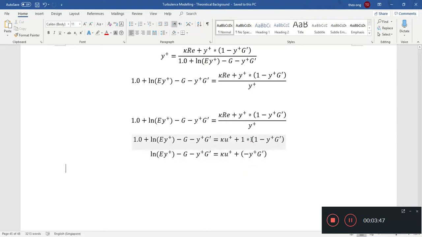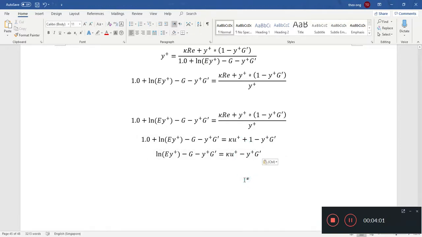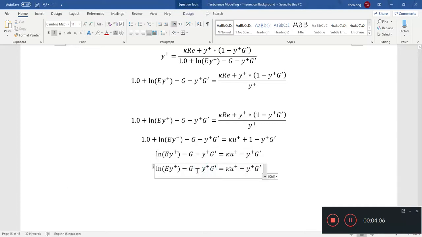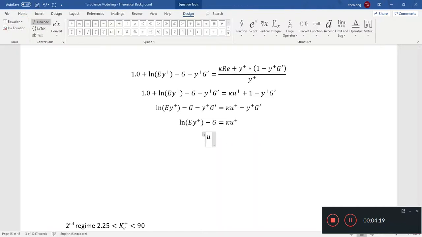Maybe I should just do this, less confusion. Or in fact, I can just take this whole thing out, paste it here, and copy and paste this here. From there on, you can quickly see that these two will cancel out. Okay, and then finally we have u plus equals 1 over kappa.